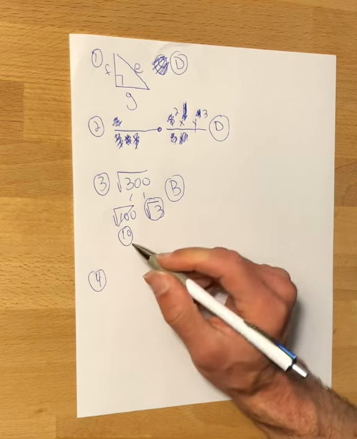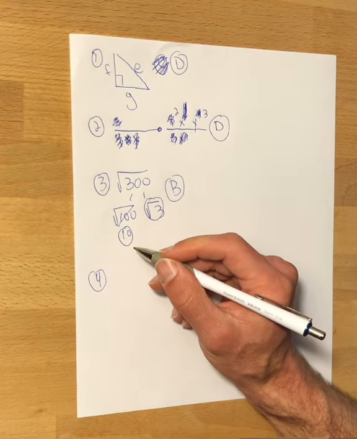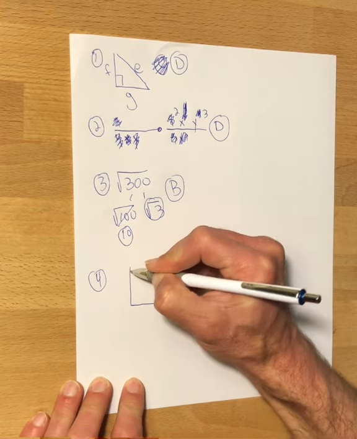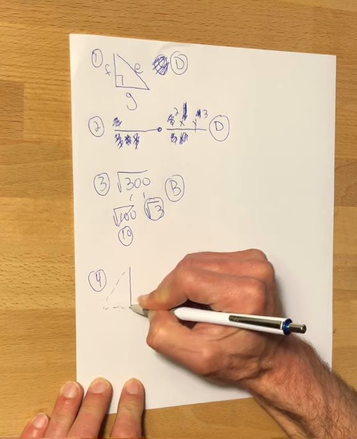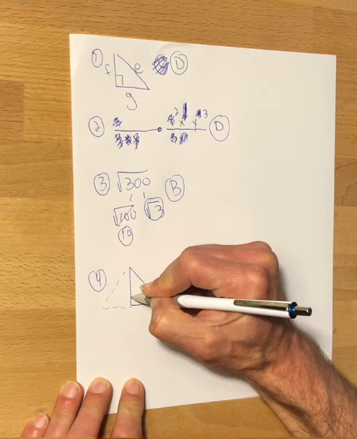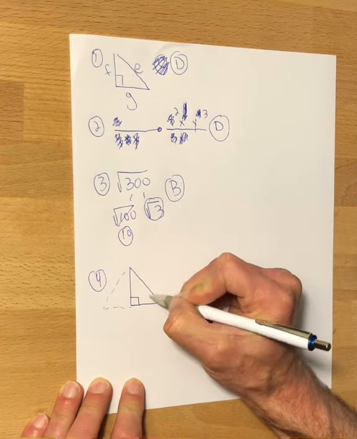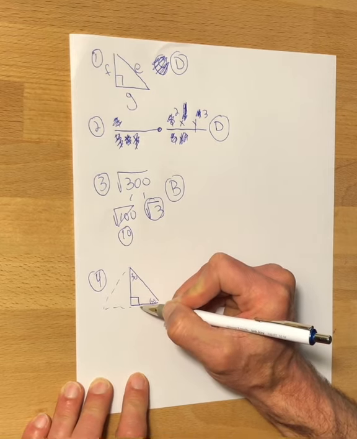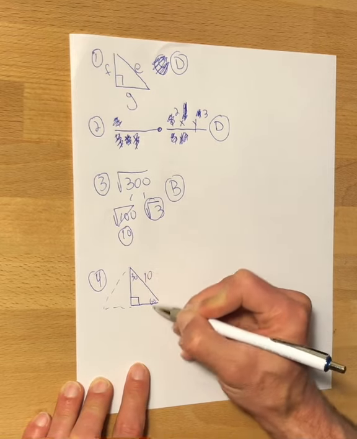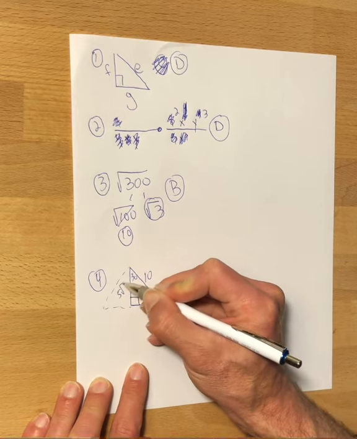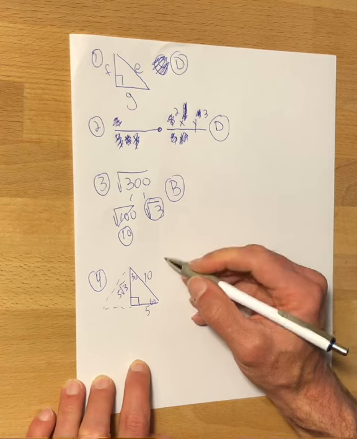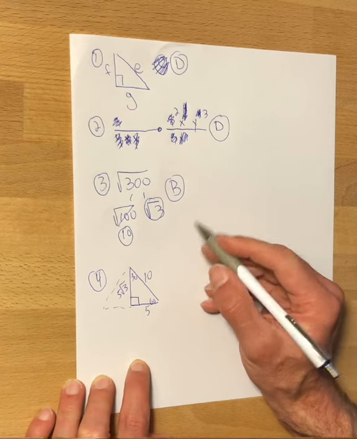For number 4, an equilateral triangle, remember an equilateral triangle, if you draw an altitude, here's your equilateral triangle. If you have an altitude, this is 30 degrees, 60 degrees, here's your 90. It has side lengths of 10, that means this is 5, and this is 5 root 3, which is, for number 4, letter choice D.